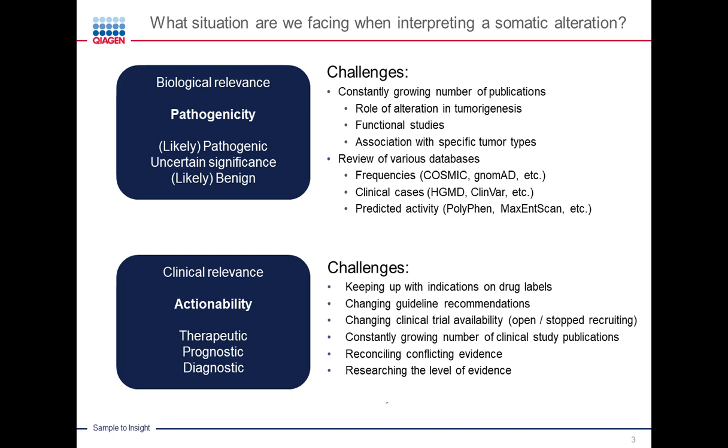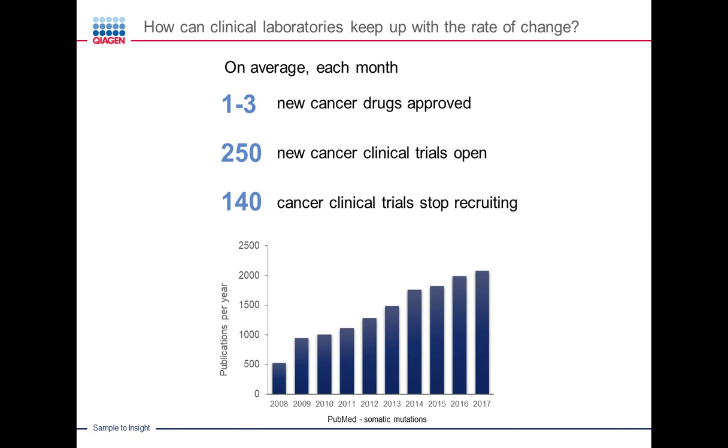And so keeping up with all the changes in drug labels and the trials and the constantly growing number of clinical studies makes comprehensive and up-to-date reporting, both for pathogenicity and actionability, a challenge. And that's one of the things that QIAGEN addresses with products such as QIAGEN Clinical Insight, and as we'll talk about later in this presentation, N of 1's offering for interpretation as well.